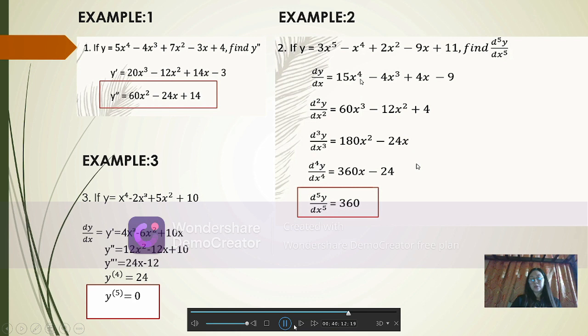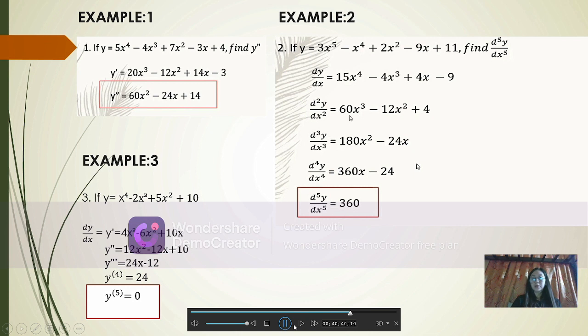4 times 3 is equal to 12. Then minus 1. And magiging 2 yung exponent natin dito. Or the second power. Then plus 4. Wala na ulit yung 9. Magiging, na siya, 0 ulit. So, third derivative naman tayo. Ulit-ulit lang din. Pa-times lang tayo ng pa-times.